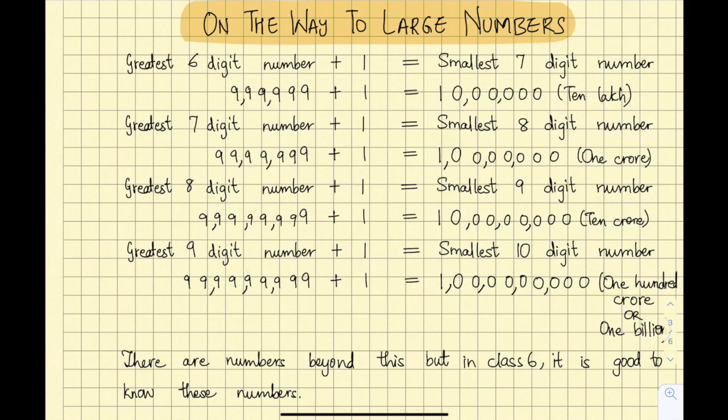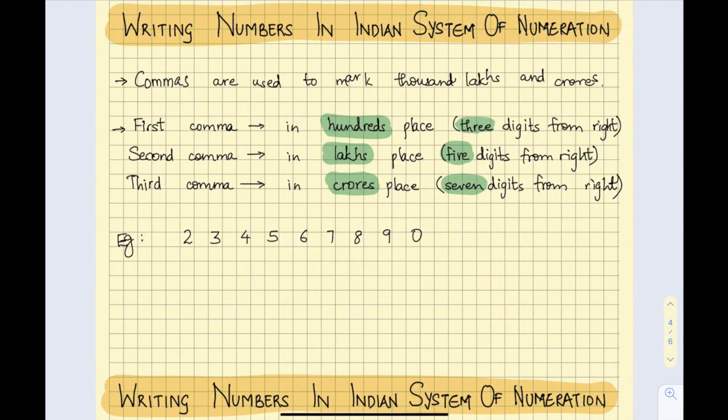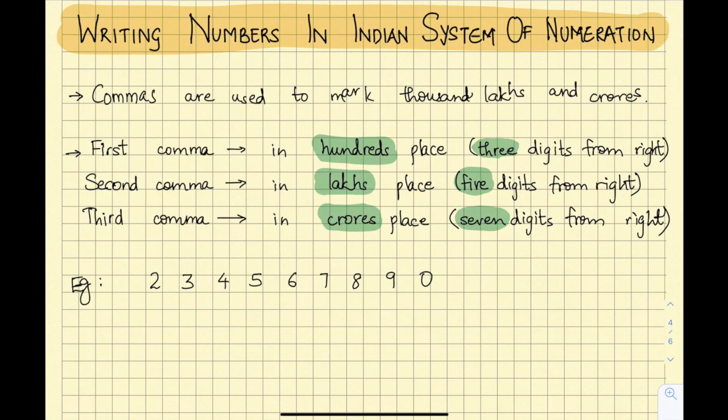Now let us move further. Now we are going to learn about the writing of numbers in the Indian system of numeration, that is, how we place commas and how we read and write the numbers. We are going to see that. So here, commas are used to mark 1,000, lakhs, and crores in the Indian system of numeration. Very firstly, the first comma is placed after the hundreds place, that is 3 digits from the right.